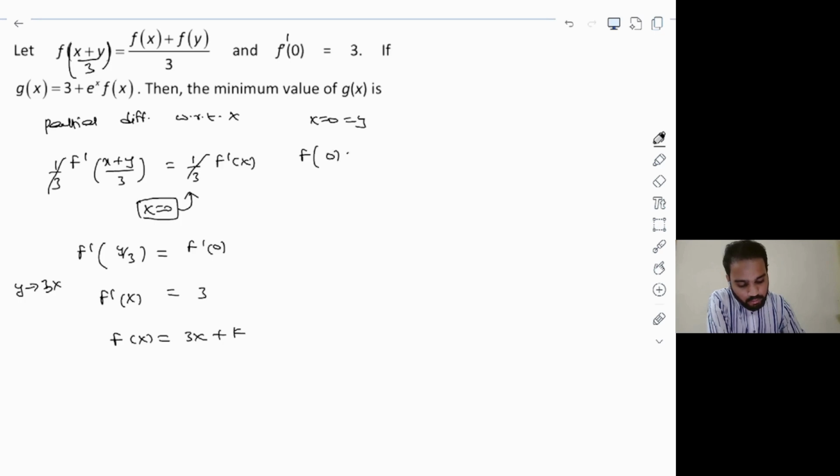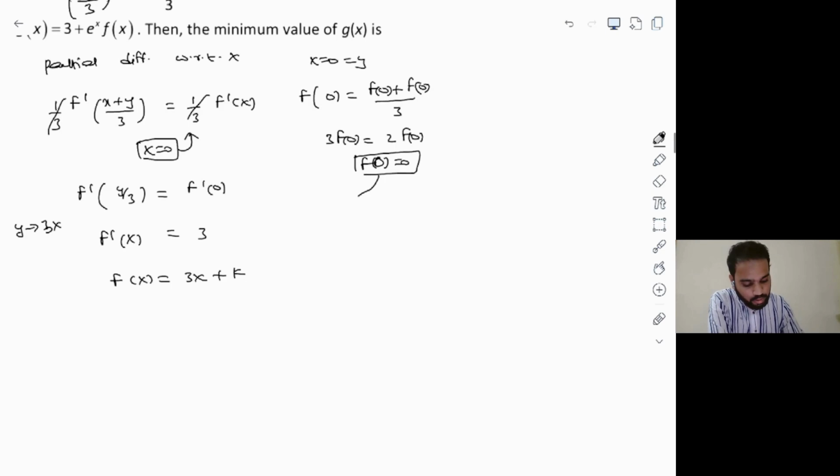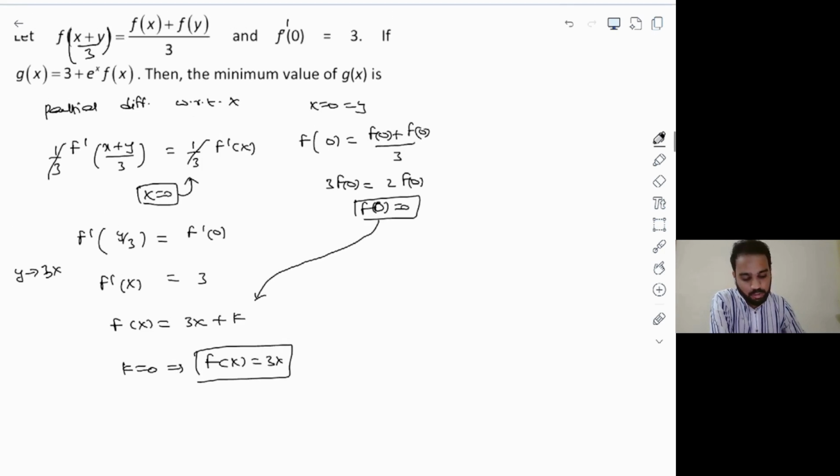From there, you get f of 0 is equal to (f of 0 plus f of 0) whole divided by 3, which gives you 3 times f of 0 is equal to 2 times f of 0. That is, f of 0 must be equal to 0. So since you got f of 0 is equal to 0, take that and substitute it back, from which you get k is equal to 0. So if k is equal to 0, finally your function is f of x is equal to 3x. Okay.